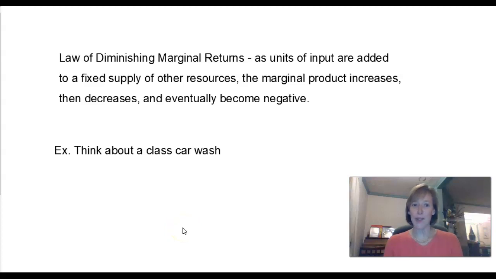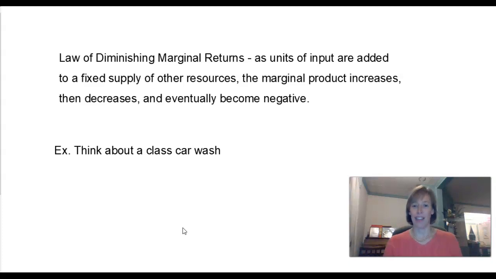Keep taking those notes in your notebook, and let's write down that the law of diminishing marginal returns says that as units of input are added to a fixed supply of other resources, the marginal product increases, then decreases, and eventually becomes negative. So I want you to think about that example in the kitchen, or think about a class car wash.